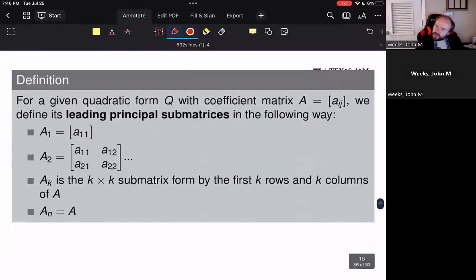Now, is there an easier way to determine positive definite or negative definite without having to go through and find the eigenvalues? It turns out that the answer is yes. We can do this by looking at the leading principal submatrices of the coefficient matrix for this quadratic form. Leading principal submatrices are this.